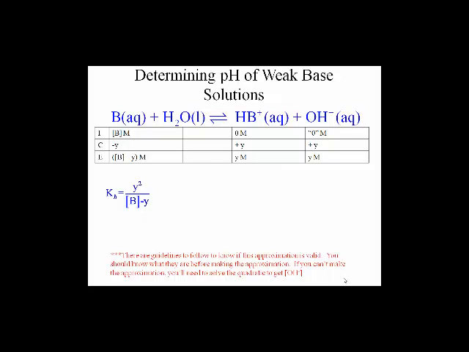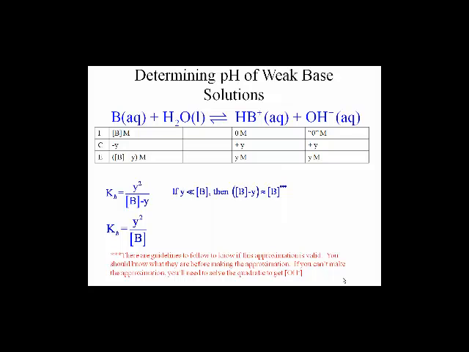Now, we can do the same kind of thing that we did with the Ka expression. If the Kb is significantly smaller than the initial concentration of the conjugate base, we can make our approximation. So once again, the concentration of the conjugate base minus Y is approximately equal to the concentration of the conjugate base, because Y is so small with respect to it. It's not going to change that number following the rules of significant figures.